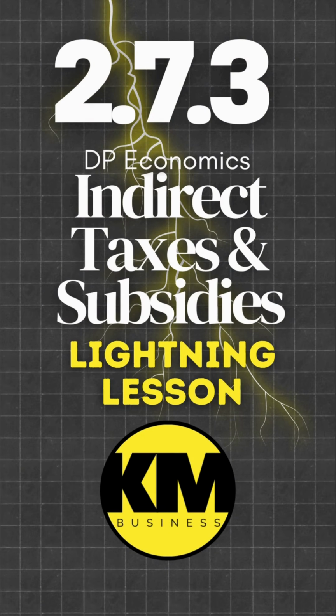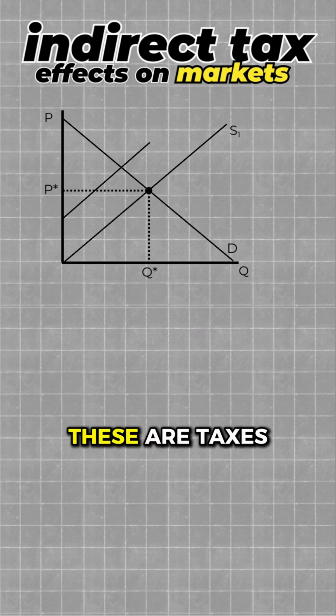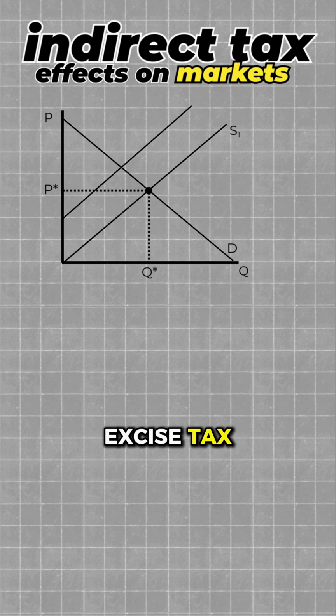Last lesson we talked about price controls. This time we're talking about a much more subtle way to influence production and consumption. Let's go. First up, indirect taxes. These are taxes on spending. Think sales tax, excise tax, or VAT.